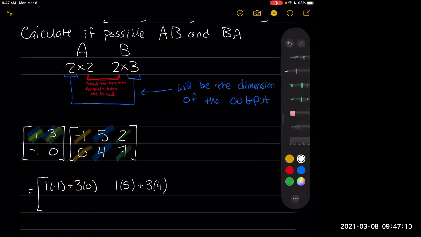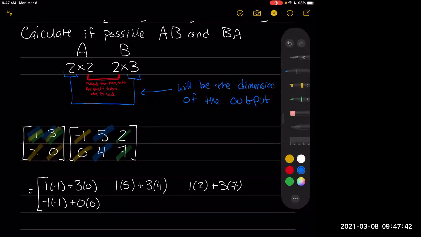So we have 1 times 2 plus 3 times 7, multiplying again the row by the column. And now we're going to move on to the second row. So we're going to have 1 times -1 and then 0 times 0 again. So we have -1 times -1 plus 0 times 0.